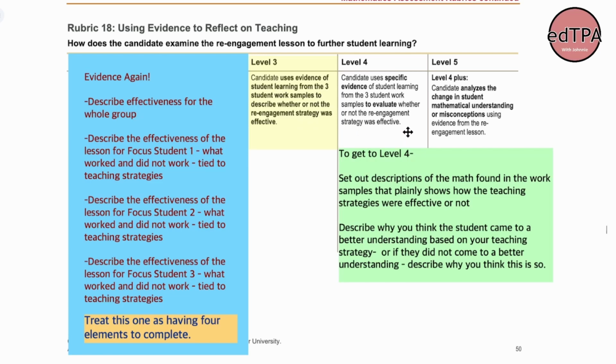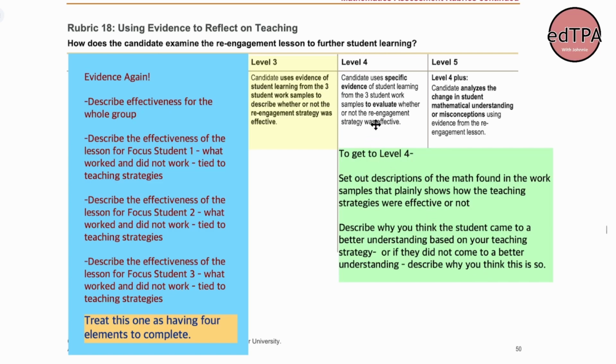For level 4, candidate uses specific evidence of student learning from the 3 student work samples to evaluate whether or not the re-engagement strategy was effective. And my suggestion here to get to level 4: set out descriptions of the math found in the work samples that plainly show how the teaching strategies were effective or not. Describe why you think the student came to a better understanding based on your teaching strategy. Or if they did not come to a better understanding, describe why you think this is so.